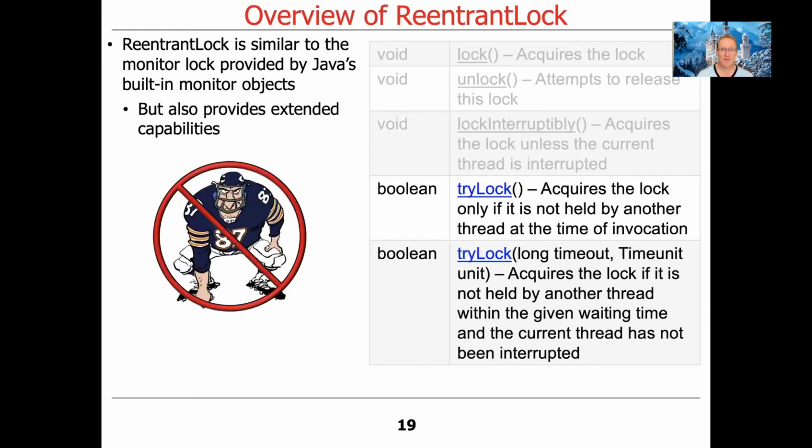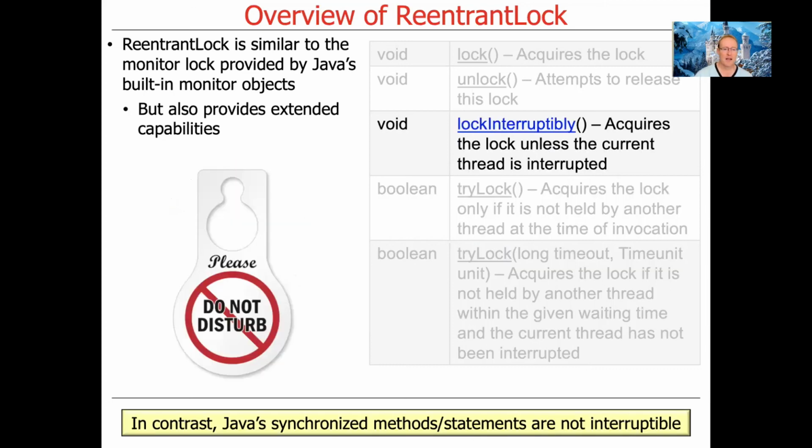Likewise, there are also several non-blocking lock acquisition methods, two different variants of try lock. Very much like our spin lock implementation, try lock will check to see if the lock is available right away. And if so, it'll grab it. Otherwise, it fails. And the other version of try lock has a timeout, which will wait for a certain amount of time before giving up.